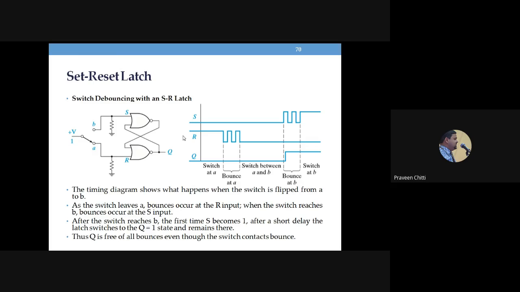So for 0, 0, no change. 0, 1, it is reset. 1, 0, it is set. And 1, 1, forbidden. This is what you have to remember. When S and R both are 0, 0, the latch will remain in the previous state. Whatever is the previous value, it will retain that.